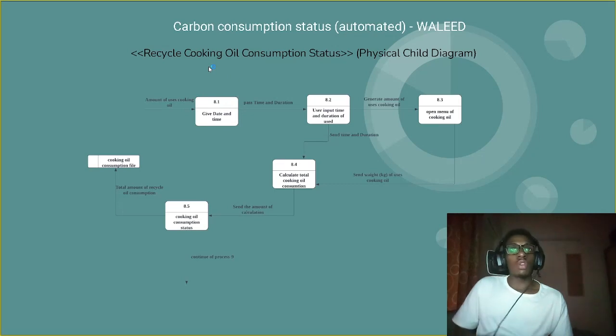And then there is the recycled cooking oil consumption status. The system takes the amount of cooking oil as input and then the date and time, and then calculates the total amount of cooking oil and stores it in the cooking oil consumption file.